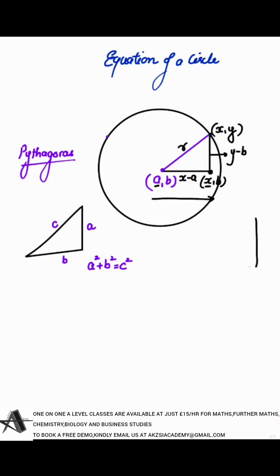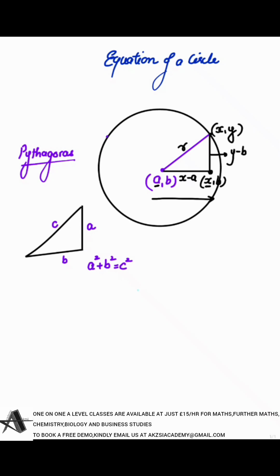Why? Because suppose this is (0, 3) and this is (0, 7). What will you do to get the answer? 7 minus 3, that is 4 units. I did the same here. That means y minus b will give me the distance between them. Since it's a right triangle, I can apply the Pythagorean theorem here.